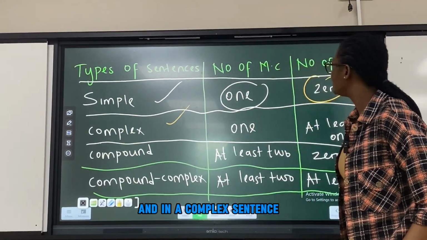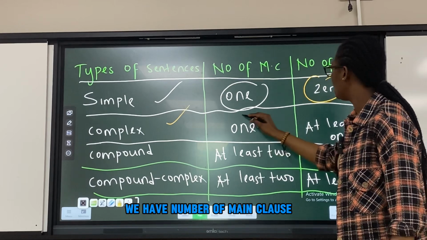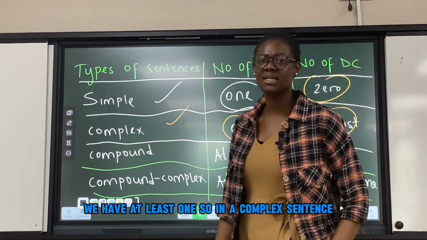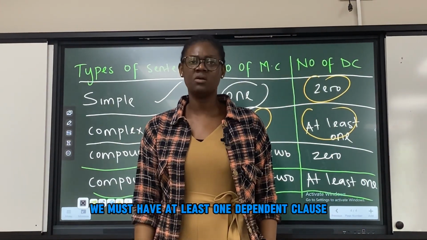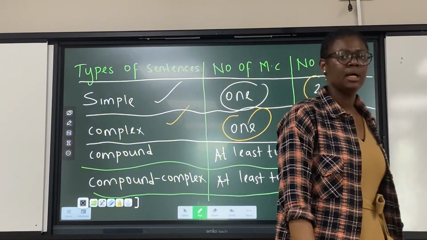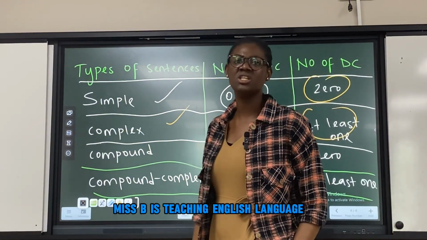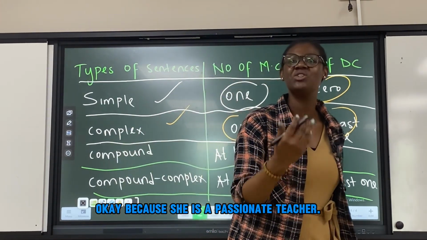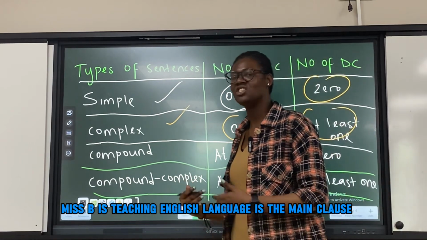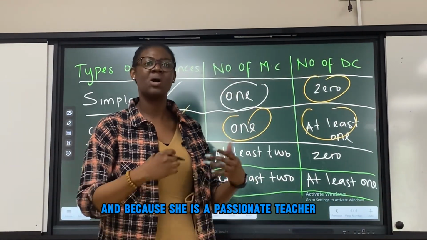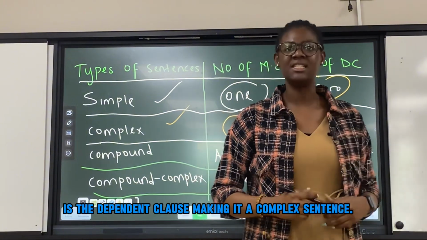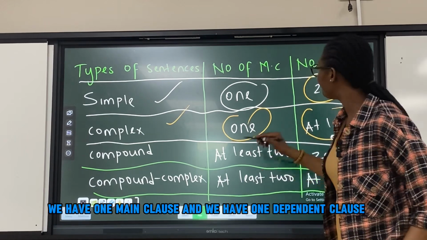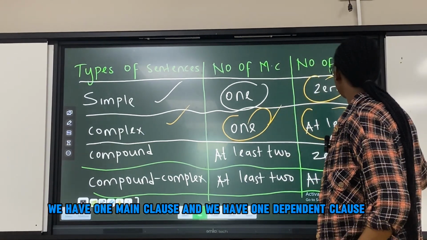And in a complex sentence, we have one main clause and at least one dependent clause. So in a complex sentence, we must have at least one dependent clause. For example, let's say: Miss B is teaching English language because she is a passionate teacher. Miss B is teaching English language is the main clause, and because she is a passionate teacher is the dependent clause, making it a complex sentence. So in the example, we have one main clause and one dependent clause.